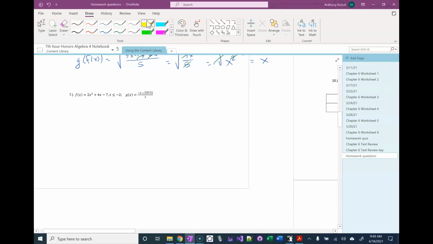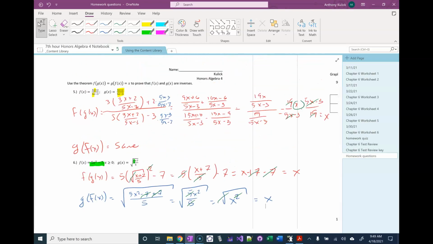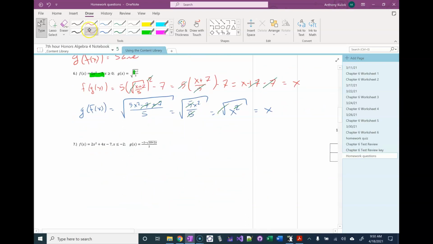This is chapter 6, homework 6, number 7. So here we're asked to use this theorem quoted in the directions to prove that f and g are inverses. So we'll start first by doing f of g of x. So I'm going to go ahead and take my g of x and plug it into the x's in my f of x.